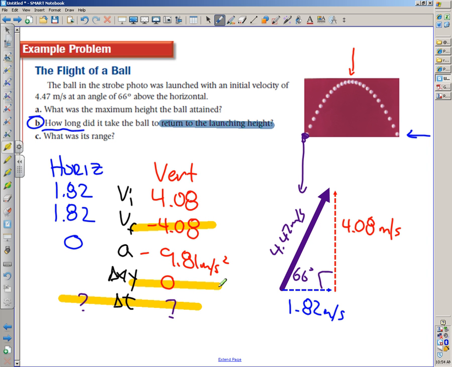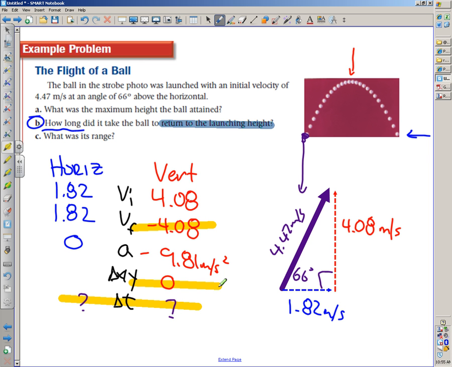These two things that I just filled in, the final velocity being negative 4.08 and the vertical displacement being 0, only apply at one point. And what is that point? When it gets back to where I threw it from, or where it started from. Those two things only apply at that point specifically.